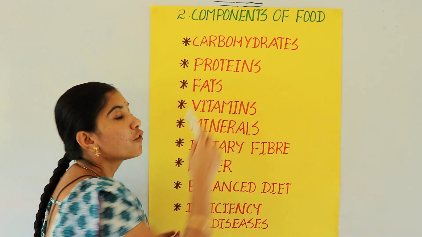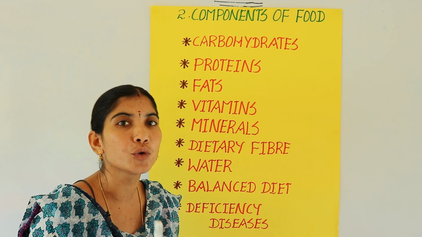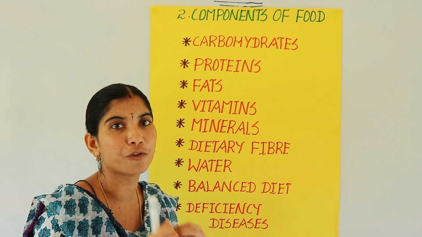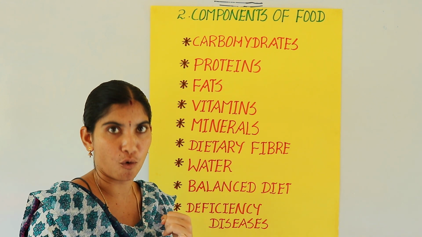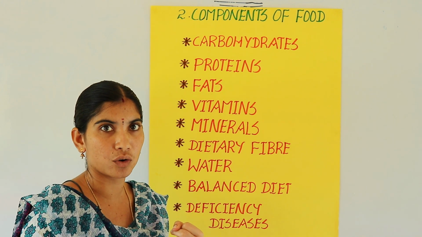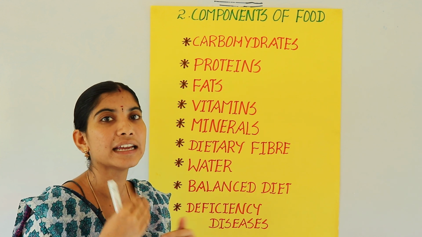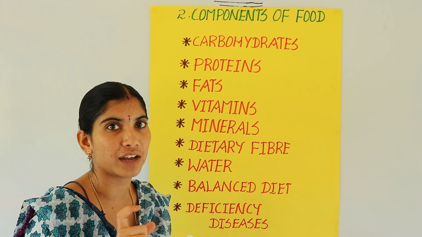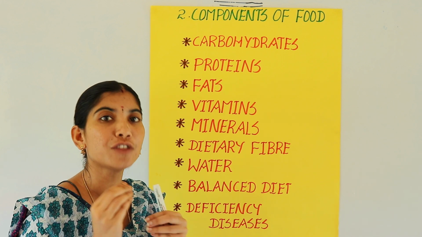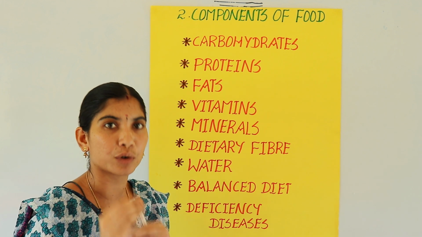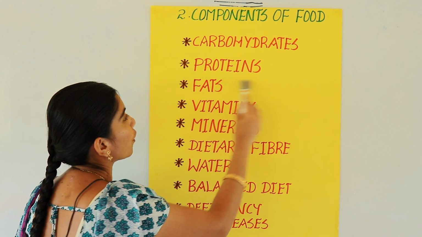Next, protein. For protein you can take cooked dal. Before doing the test you have to crush the food into powder. After that you have to add 10 drops of water, 10 drops of caustic soda and 2 to 3 drops of copper sulfate solution. After adding everything we have to shake it well. Then it changes to violet color.